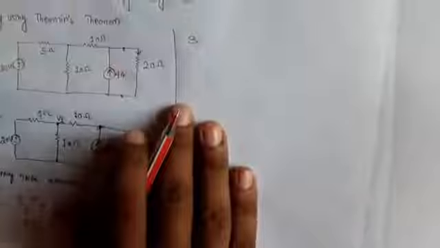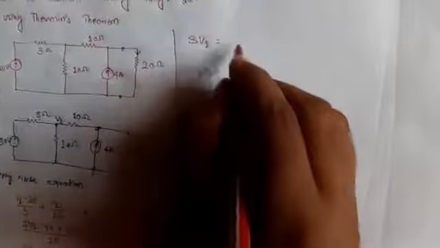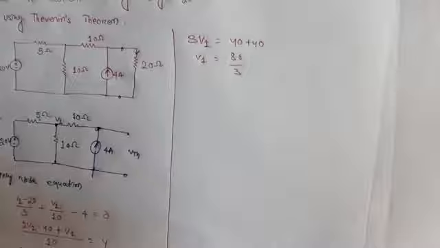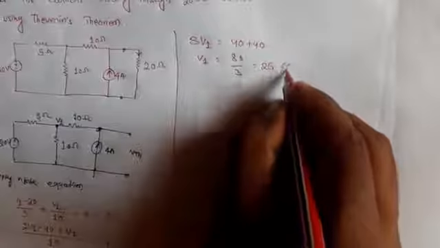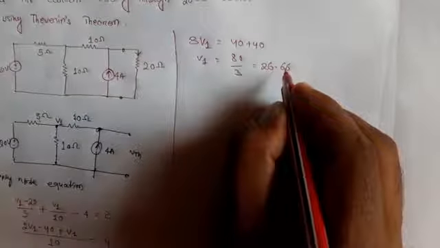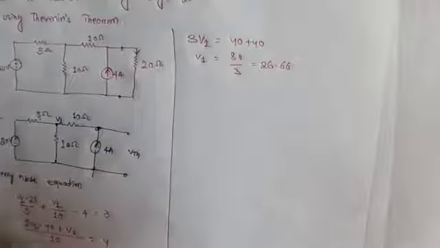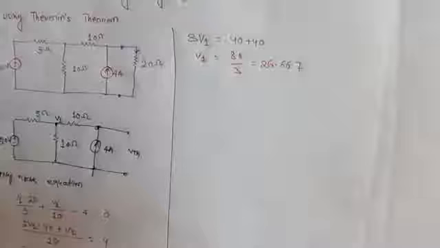So 3V1 is equal to 40 plus 40, then V1 equals 80 by 3. 80 divided by 3 is equal to 26.67 volt.